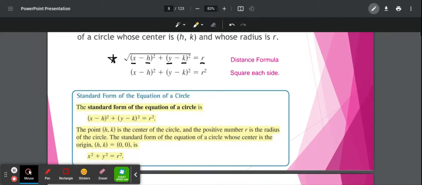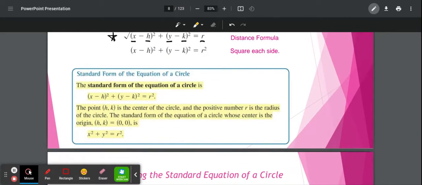You may need to use it to help you find the radius of your circle. The standard form of a circle is (x minus h) squared plus (y minus k) squared equals r squared. Again, remember that h and k are the center of your circle. If h and k are 0, if we're at the origin, you just have x squared plus y squared equals r squared.